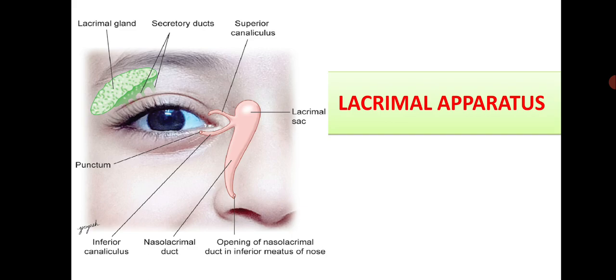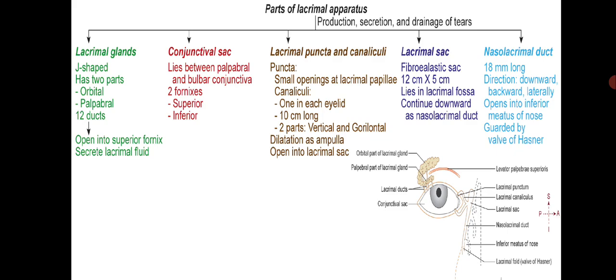Next, flowcharts on the lacrimal apparatus. Parts of the lacrimal apparatus: number one, the lacrimal gland; number two, the conjunctival sac; number three, lacrimal puncta and canaliculi, lacrimal sac, and nasolacrimal duct. The lacrimal gland is J-shaped and has two parts, orbital and palpebral. From here, the ducts open into the conjunctival sac. The conjunctival sac lies between the palpebral and bulbar conjunctiva.